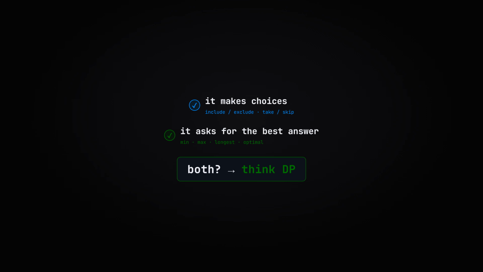So to summarize, a problem is often a good candidate for dynamic programming if it involves making choices and it asks for an optimal answer. If you notice both, there is a very good chance DP can be applied. So how should we actually solve a DP problem? Here is the workflow we will follow throughout this entire course. Step 1. Write the recursive solution. Do not think about tables. Do not think about matrices. Do not think about memoization. Just solve the problem recursively.